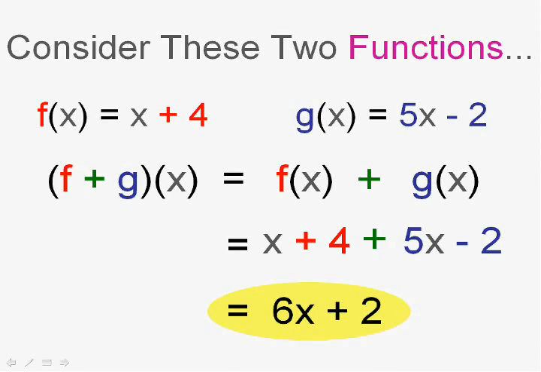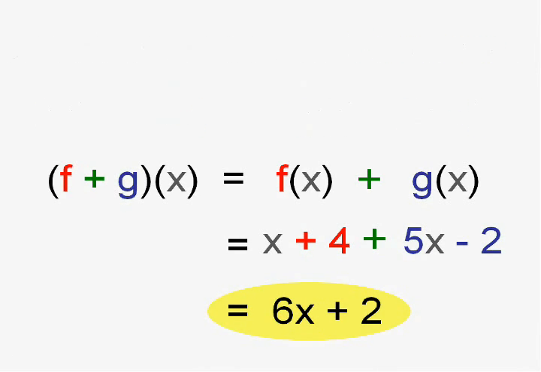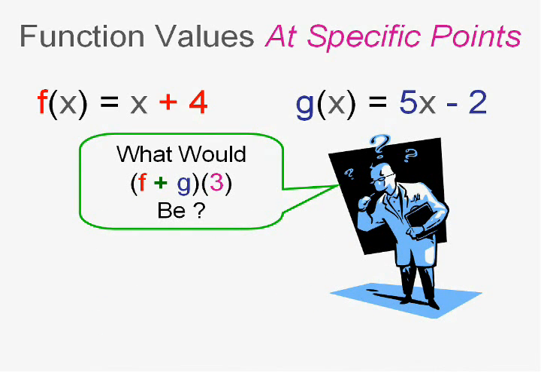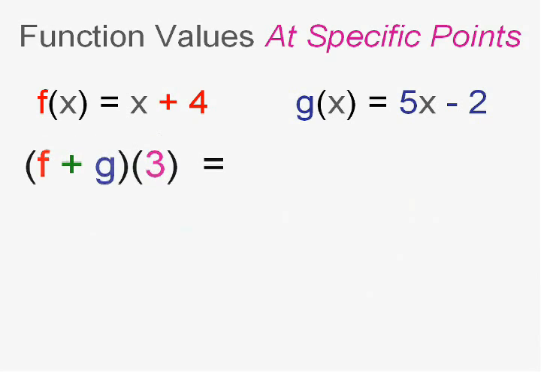Now that's the general formula for f plus g of x. Kind of weird notation, isn't it? How about finding a value at a specific point? For instance, f plus g of 3. Well, that's a specific point, so it's going to give us a specific answer, not just a formula.